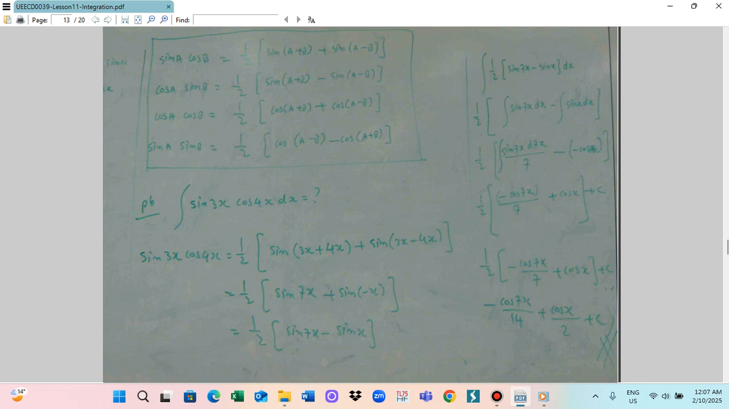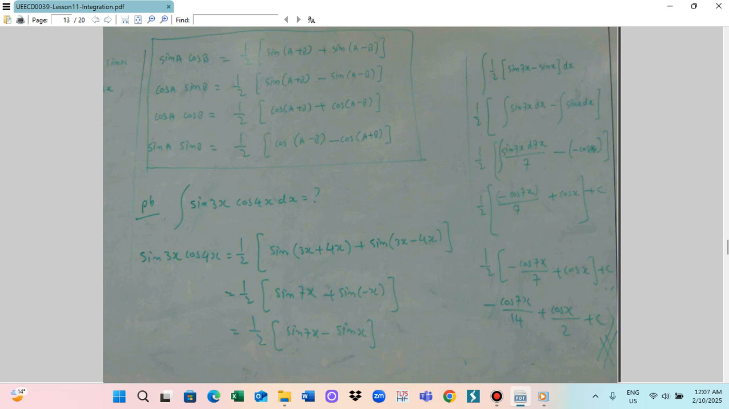And sin A sin B is equal to half into cos(A minus B) minus cos(A plus B). So those things are already given, and we have to utilize those formulas.